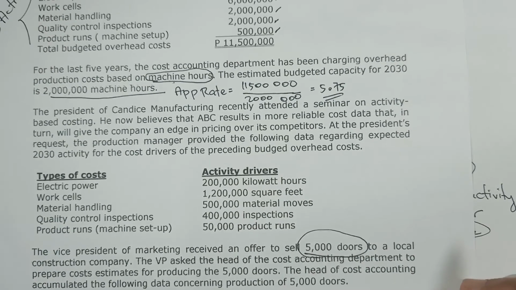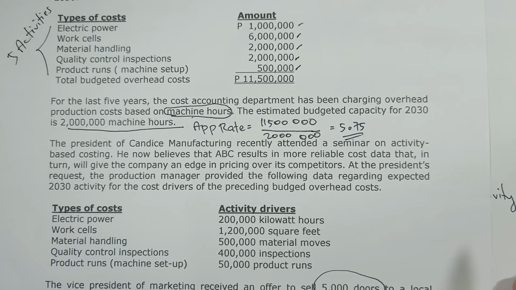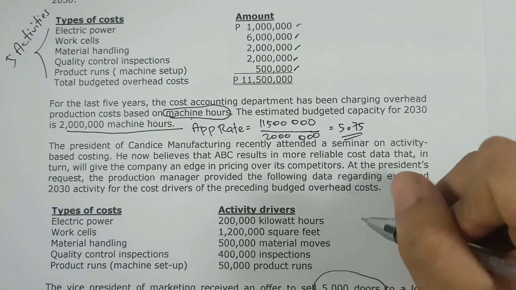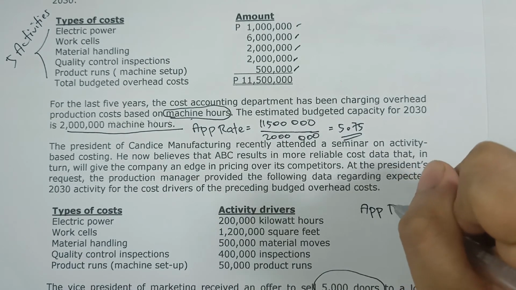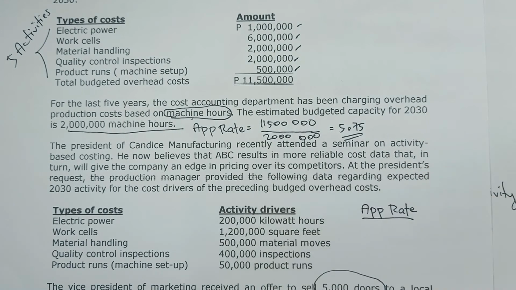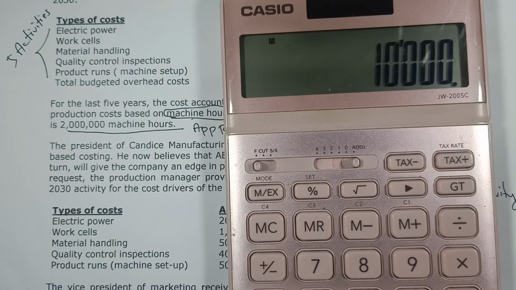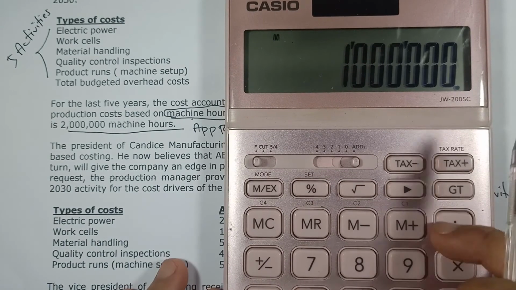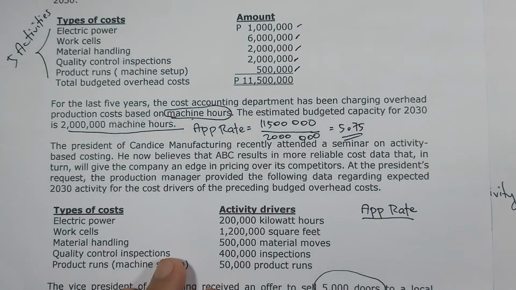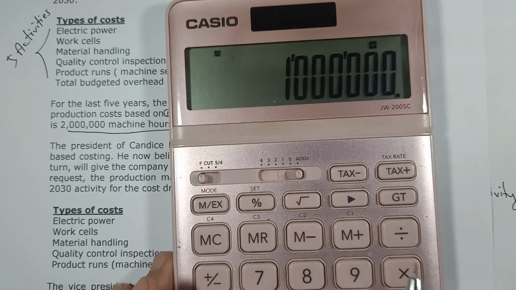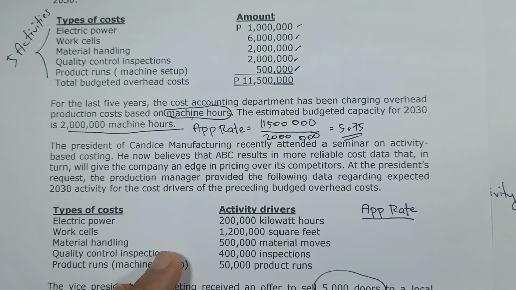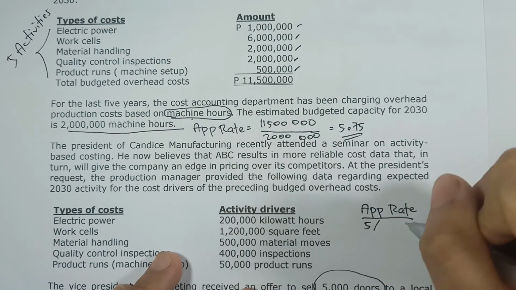Budgeted overhead cost. So given here is the overhead allocation, and then given here are the respective activity drivers of each activity. Right? So what we will compute is the application rate per activity. Ready? For the electric power, that is equal to 1 million pesos. Again, the allocated cost is 1 million pesos, divided by, what will we use here? Kilowatt hours, of course. So here, we have a total of 200,000 kilowatt hours. So divided by 200,000, this will give us 5 pesos per kilowatt hour.